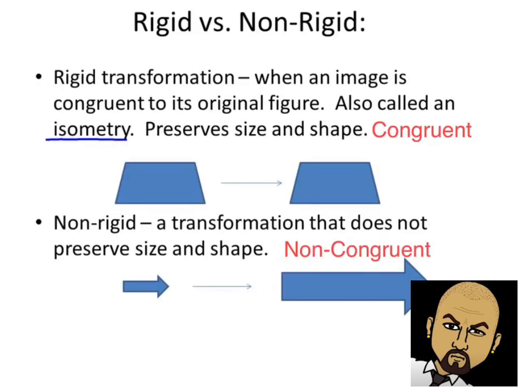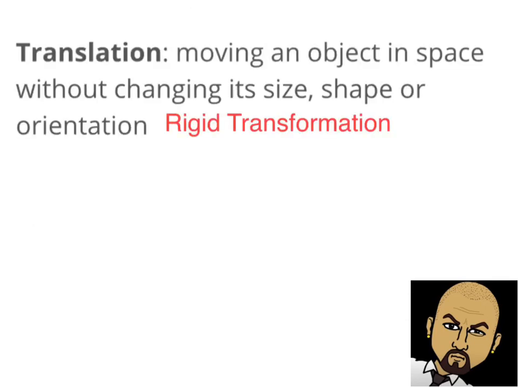And here we go. Here's some examples. In a rigid transformation, we end up with congruent shapes. And non-rigid transformations, we end up with non-congruent shapes. So a non-rigid for us is basically going to be where we make a shape larger or smaller. While a rigid transformation, we're going to flip it, rotate it, and or reflect it.